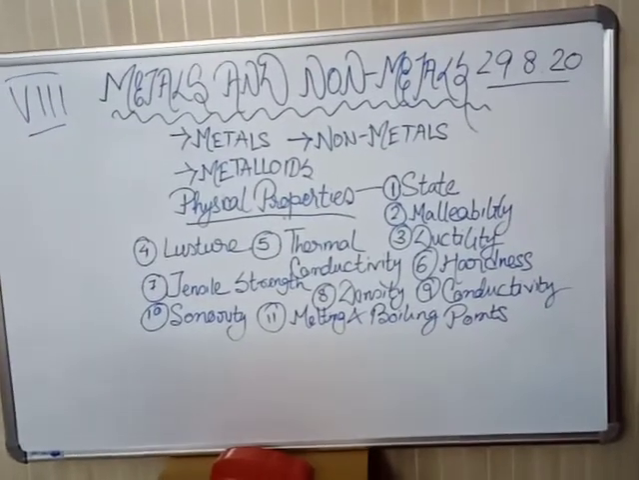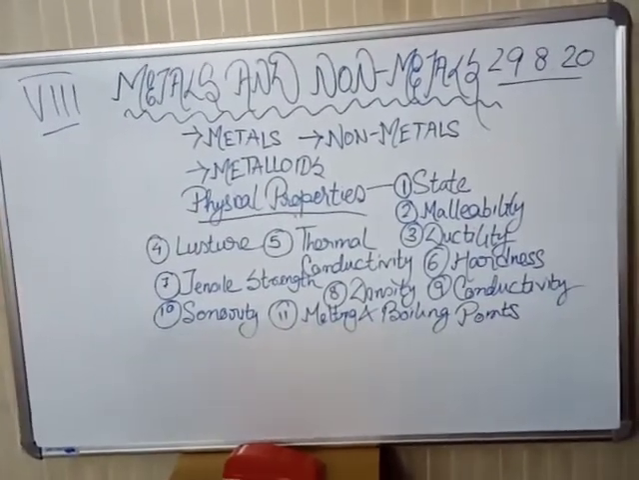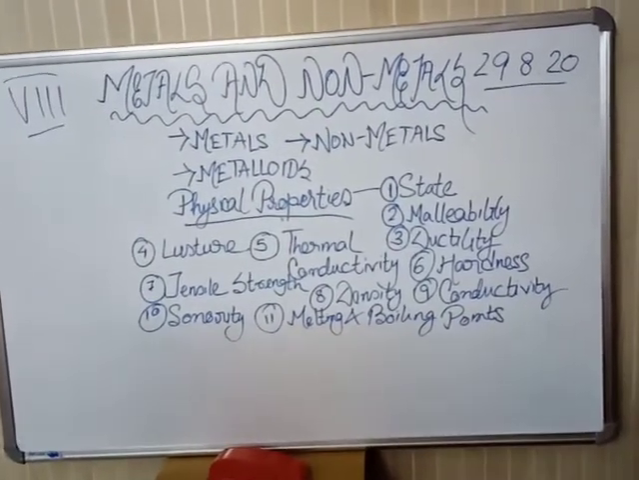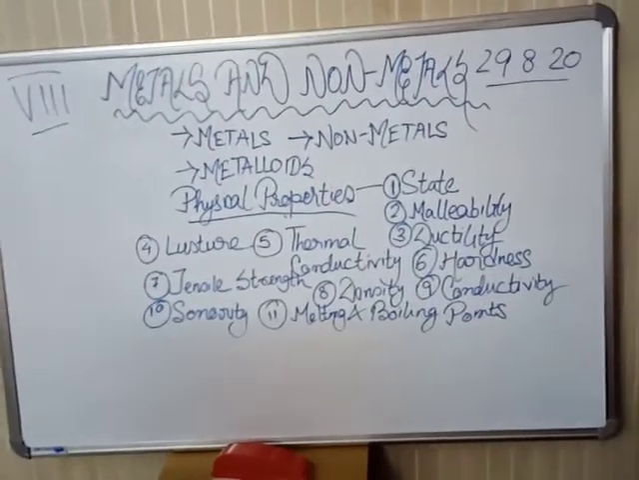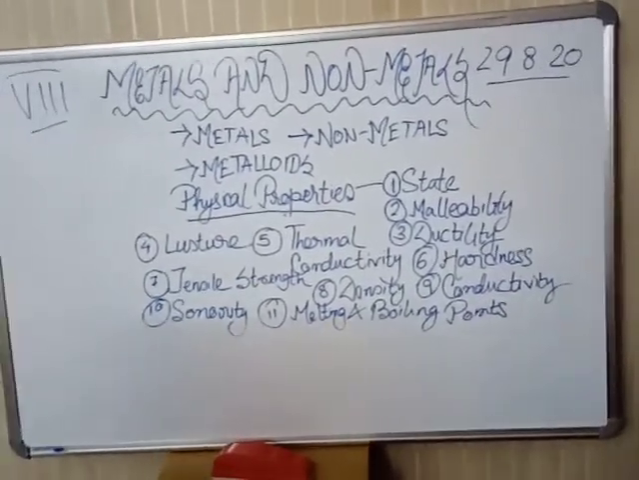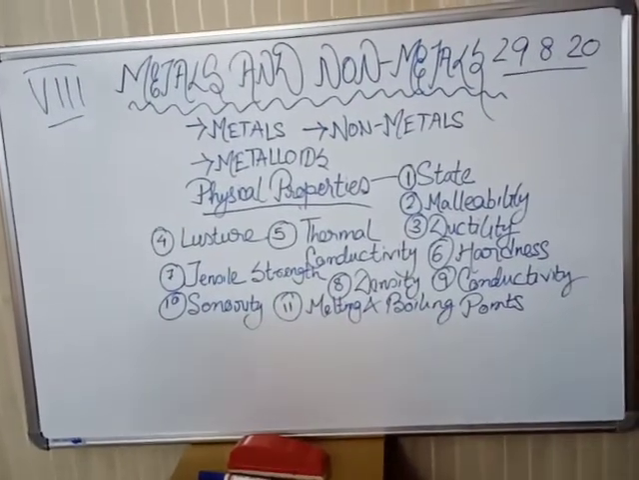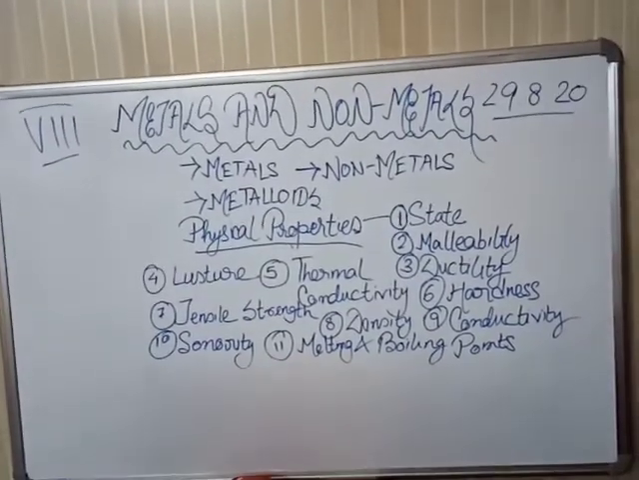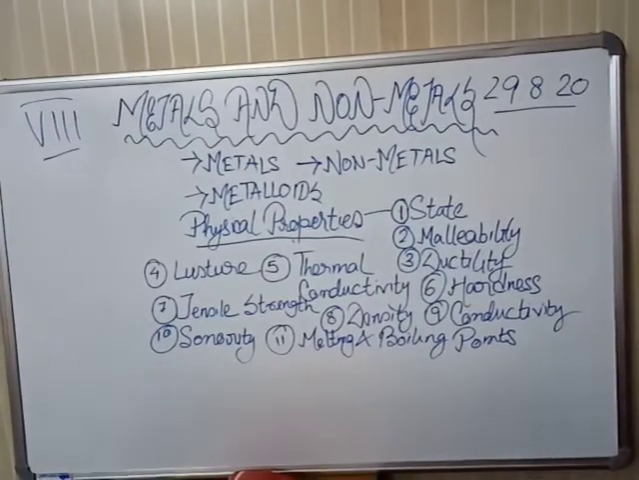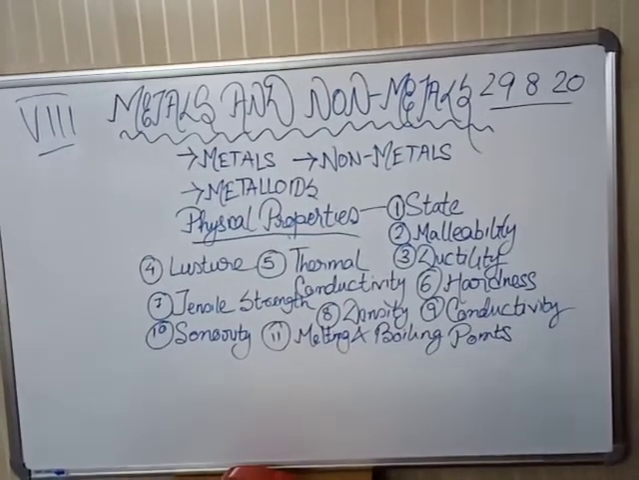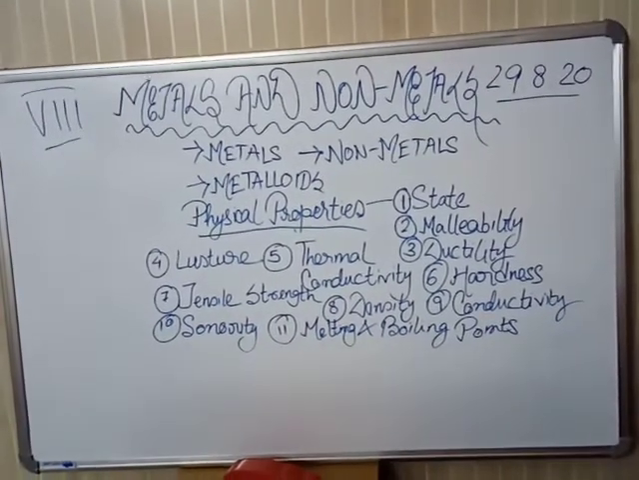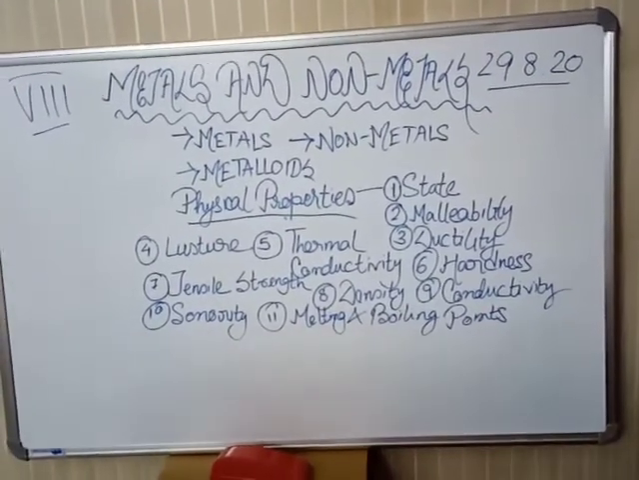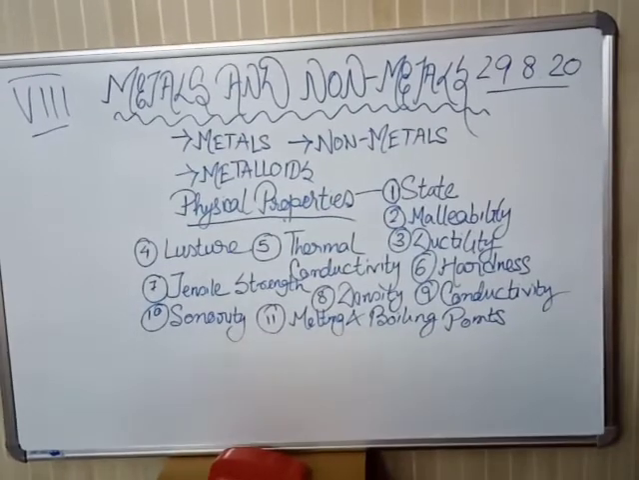What are metals? Metals are those elements that are characterized by luster, that is, they are shiny, they can conduct heat, they are sonorous, that is, they make sound on striking, and they are hard. And what are non-metals? Non-metals are elements that do not have any luster, that are bad conductors of electricity or heat, and those are brittle. And metalloids are those elements that have some properties of metals and some of non-metals.